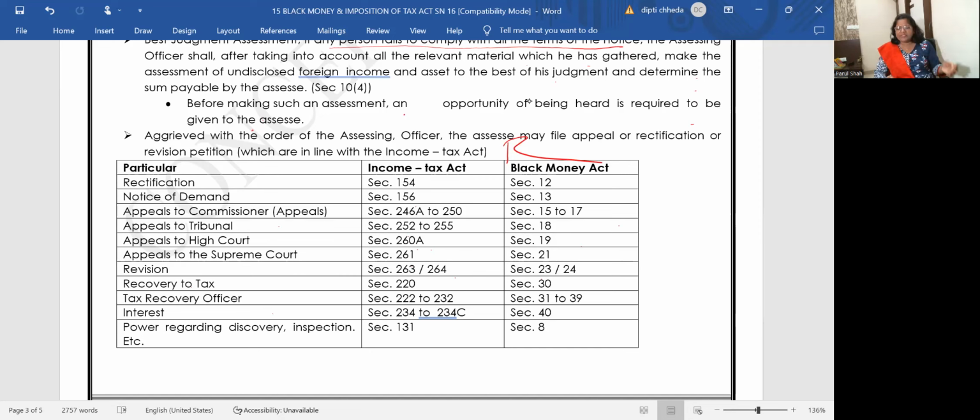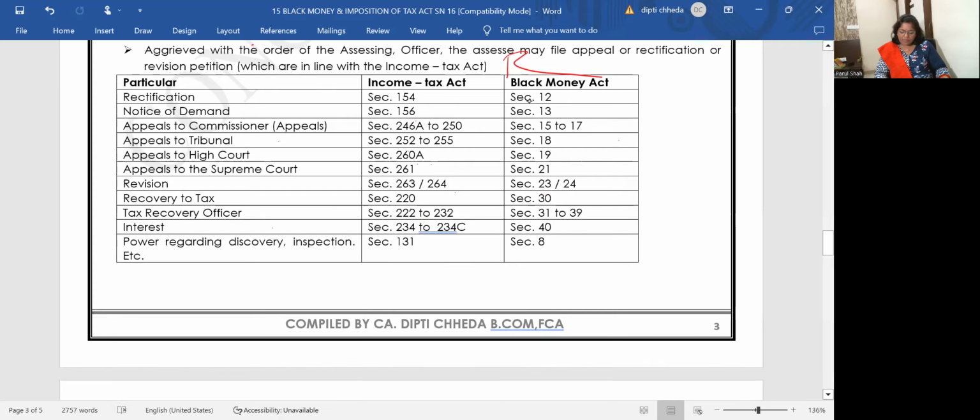Tax recovery officer. You remember the tax recovery officer can recover the money in 4 ways. Attach the property and sell and recover the money, or put him in imprisonment and then release on the payment of taxes, or appoint someone to dispose of the assets and so on. Interest 234 A, B, C भी है सब यहाँ.